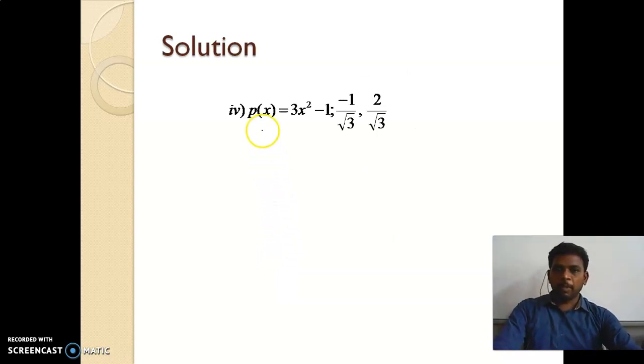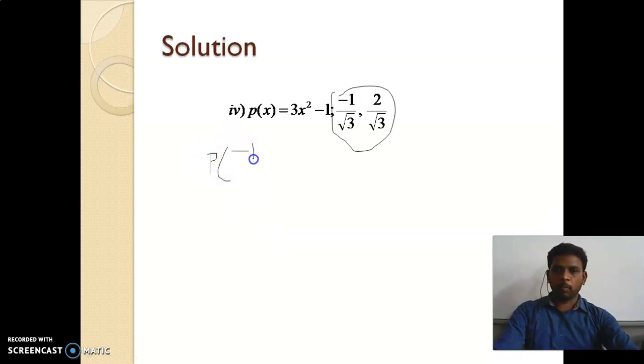Fourth subdivision: P of x equals 3x square minus 1. Now we are going to check whether both minus 1 by root 3 and 2 by root 3 are zeros of this polynomial or not. We check one by one. First we put x equal to minus 1 by root 3 and check whether it is a 0 or not. Then we put 2 by root 3 instead of x and check whether it is also 0 or not. So first I am going to put minus 1 by root 3.